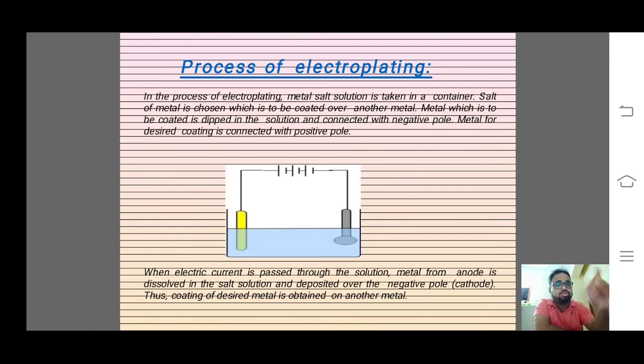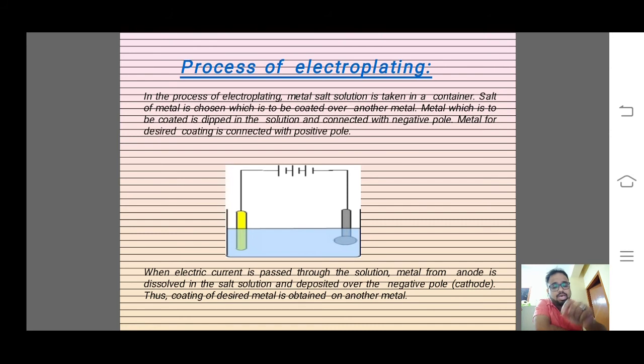Salt of the metal is chosen which is to be coated. Means suppose if you want to coat with copper, you take copper sulfate. If you want to coat with zinc, you take zinc sulfate. So with whichever you want to coat, that metal you have to take. So the metal which is to be coated is dipped in the solution.